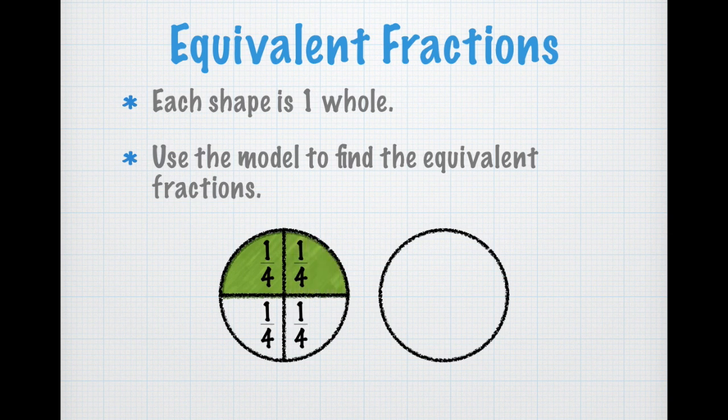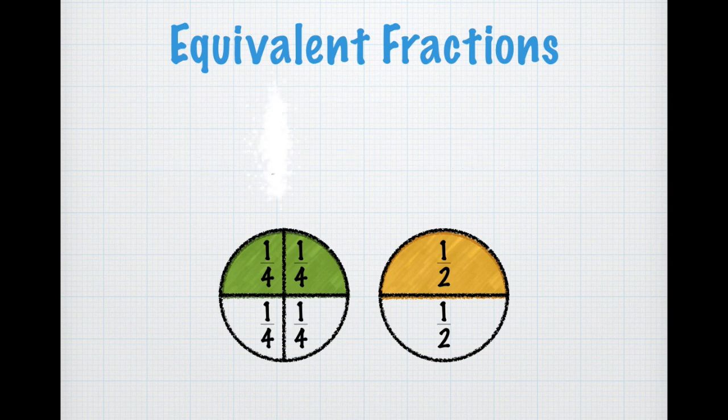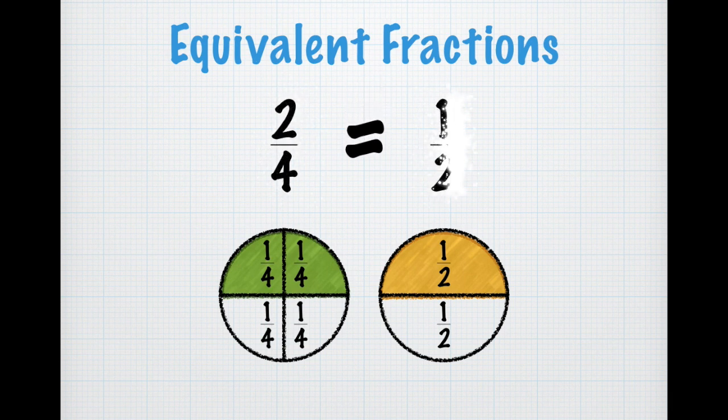And my other circle, I'm going to cut it into halves. So I'm drawing a line across to split it in half, and I can label each piece 1/2, and I want to shade an equivalent fraction. It means I need to shade the same amount that I shaded in the green section. So I'm going to shade 1/2. And this tells me that 2/4 is equal to 1/2.